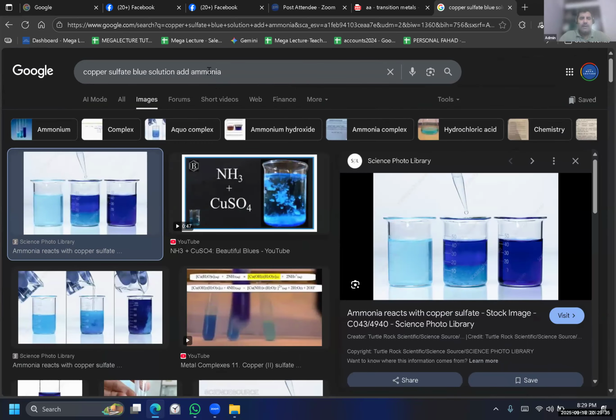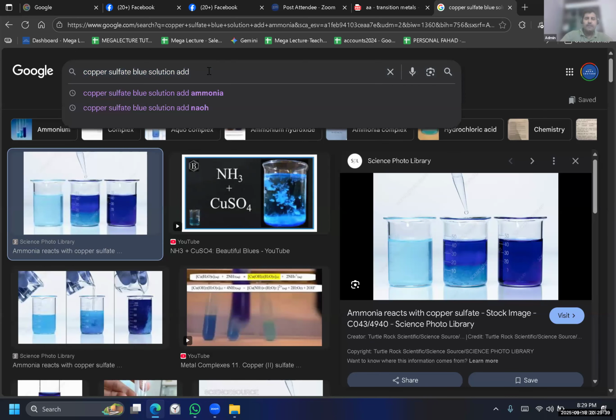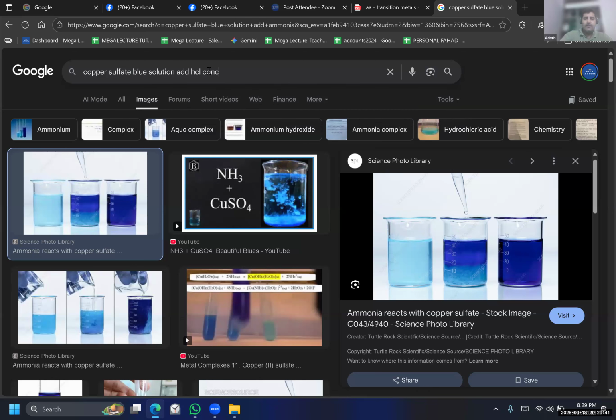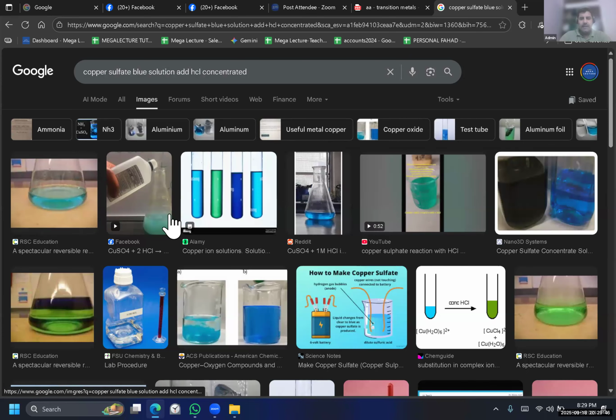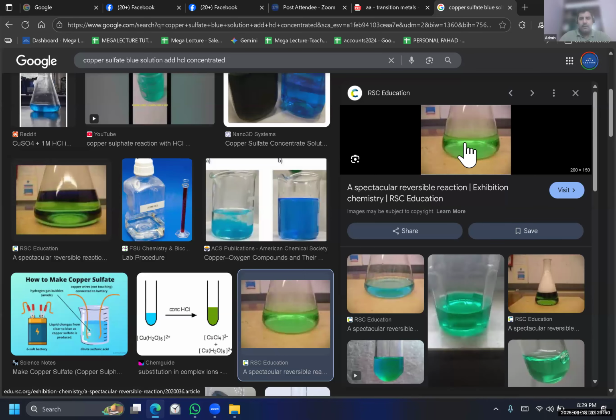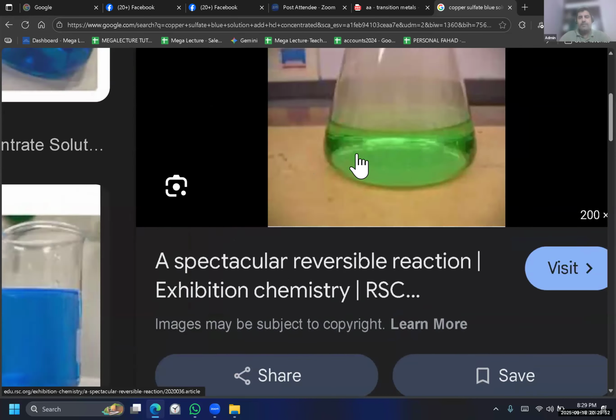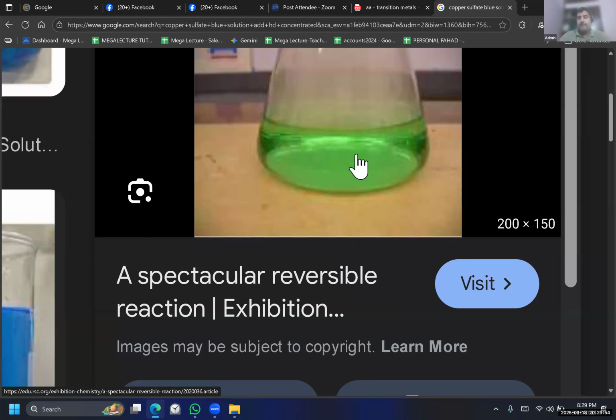And the fourth one that you have to do is copper, and you add concentrated HCl to it. In that case, you get a green solution. The copper, which was surrounded by water molecules, is now surrounded by Cl ligands. So this is what you would see happening. Let me just go back.